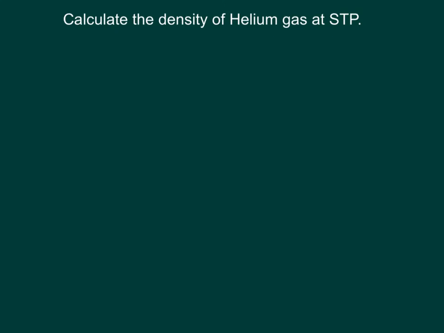This video is on ideal gas law calculations to find density of gases and molar masses of gases. So the first kind of equation we can use is we can calculate the density of a gas using our ideal gas law. So our ideal gas law is PV is equal to nRT.